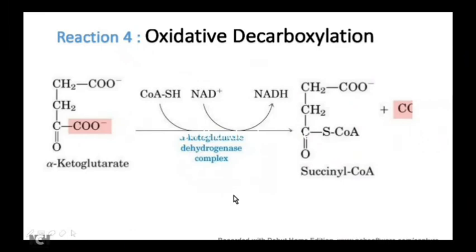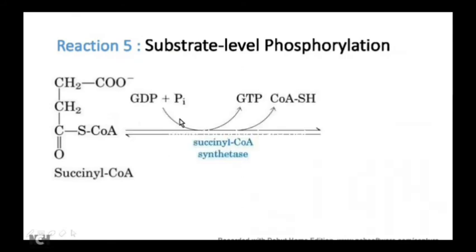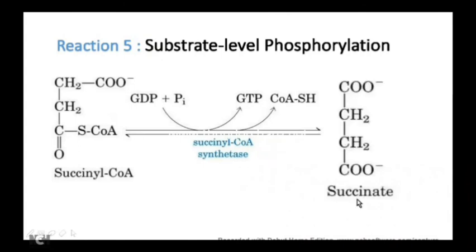So we go to the fifth reaction. In the fifth reaction, that's succinyl-CoA. Then GDP is going to be phosphorylated to GTP and coenzyme A is being removed. The enzyme is succinyl-CoA synthetase. Then succinate is being produced. So that's the fifth reaction.